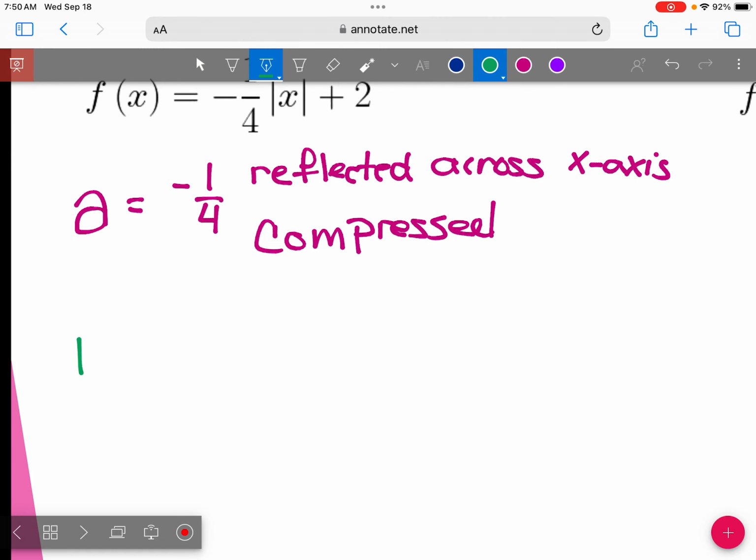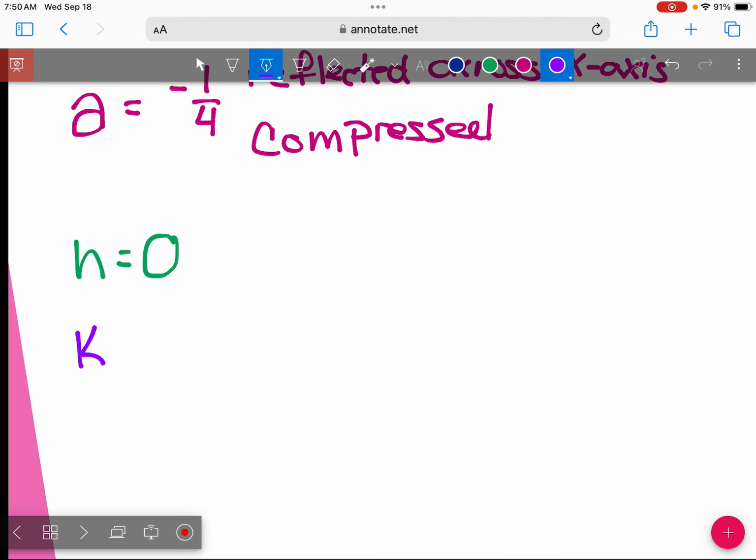What is our h here? As I say, it's not going to be x, it's x minus h. So I don't have anything being added or subtracted here. So it's 0. So it doesn't have any transformation to it. It's not being shifted left or right. It's going to stay right in the center there. And then our k, what's our k here? 2. What's that mean? Up 2.